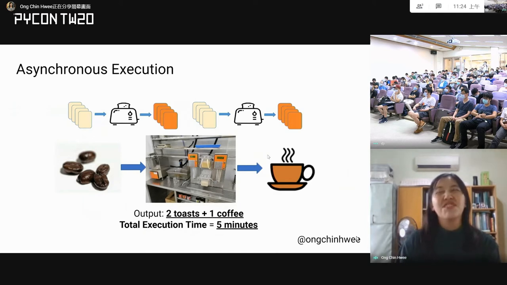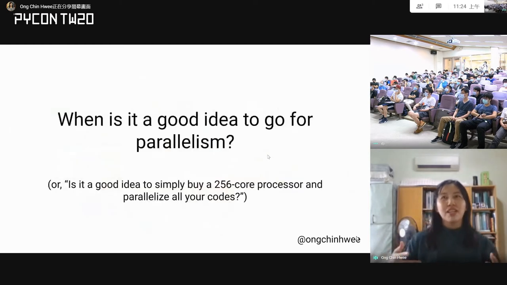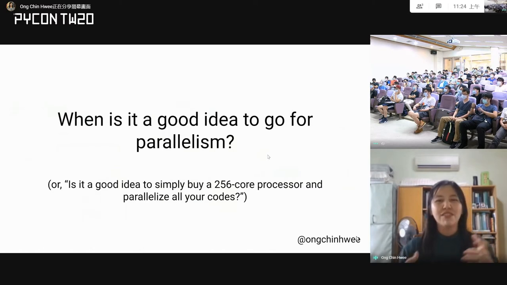At least you will still be able to make your sets in time. Okay, so it looks good, right? I'm getting a speed up with parallel execution. I'm doing more things at a time with asynchronous execution. So is it a good idea to simply buy a 256 core processor and then just parallelize everything?